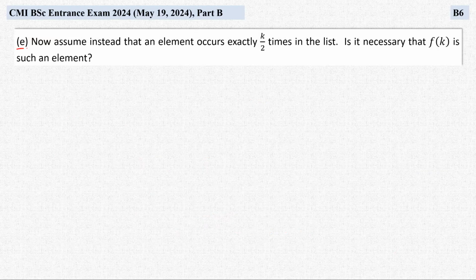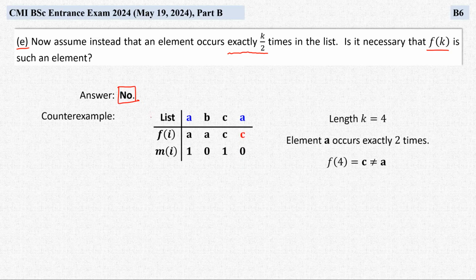As for final problem E, now assume instead that an element occurs exactly k over 2 times in the list. Is it necessary that f of k is such an element? Well, the answer is no. And I can give you this counterexample. The list is ABCA, so the length of the list is 4. Here, element A occurs exactly twice in the list. However, element f of 4 is C instead of A. So we have dealt with problem E as well.